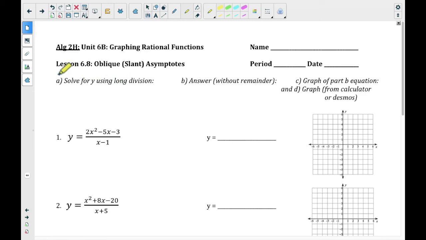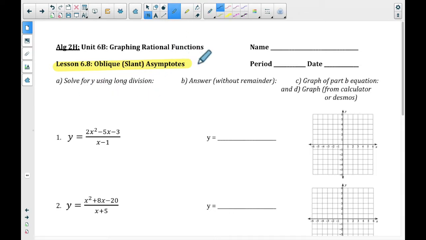This video is going to talk about oblique or slant asymptotes. We're also going to be talking about horizontal asymptotes in this lesson, so that will be part of it. To make this go a little bit faster, notice there's column A, B, and C, and I want you to do column A, which is solve for y using long division.